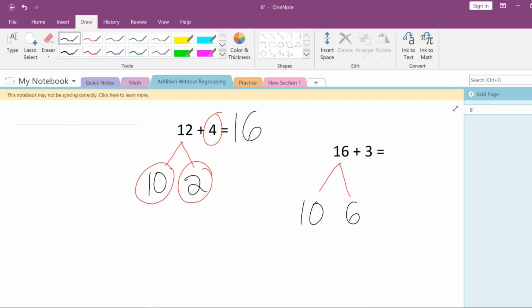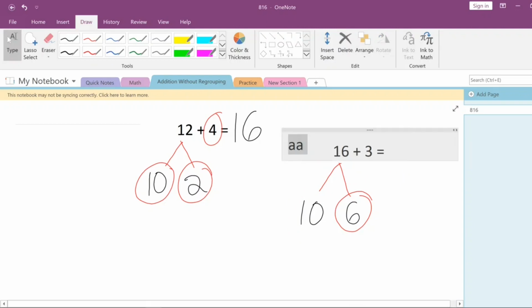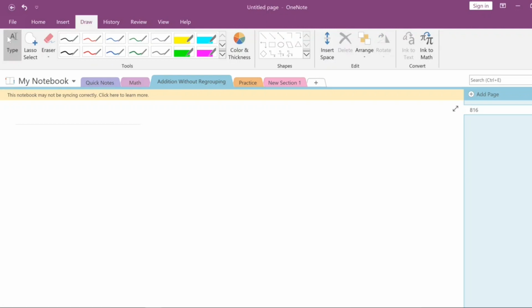Let's go here with numbers 16 plus 3. So 6 plus 3 equals 9. 9 plus 10 equals 19. So I've got 19. But there is also another way on how to do this, which we actually started before you had your vacation. So we have here 16 plus 3. The answer is 19.